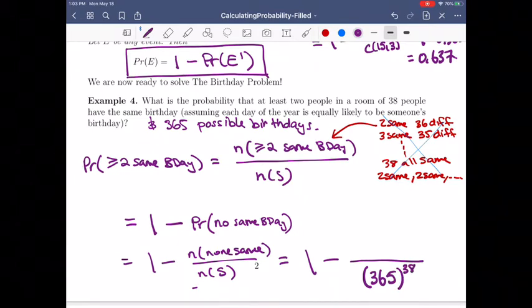Now don't try and do this on your calculator one step at a time. These numbers are much too big for your calculator to give you out. So if you do it all together, I think you can get it. It will give you the answer on your calculator.